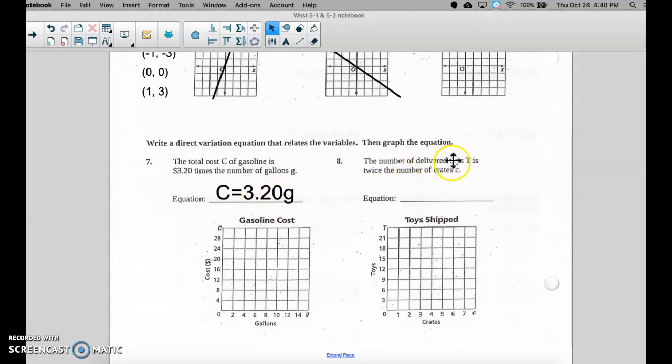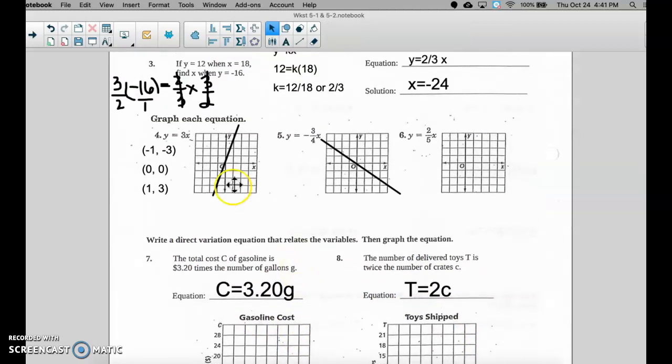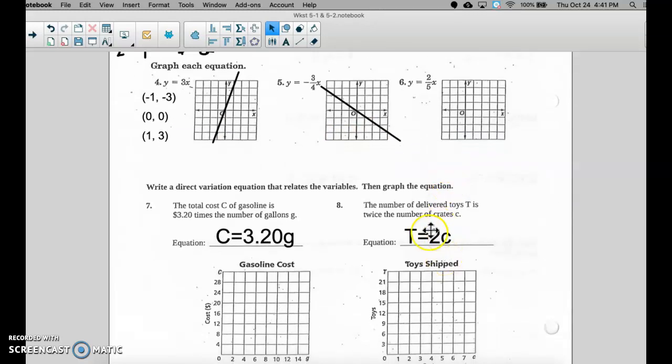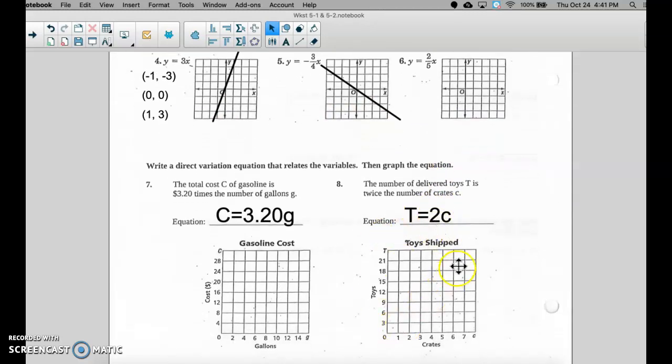Over here, the number of delivered toys T is twice the number of crates C. Once you have these, it's exactly like 4, 5, and 6. It's just plugging in numbers and graphing them on your line graph. Just because there's different variables doesn't change anything. Your gallons is your X, your cost is your Y, your toys are your Y, your crates is your X. They're the same thing with different letters.